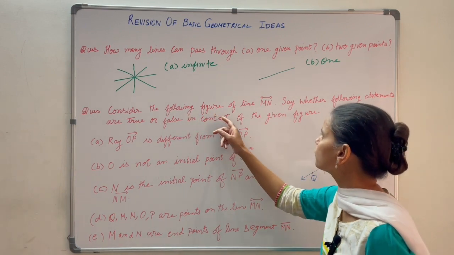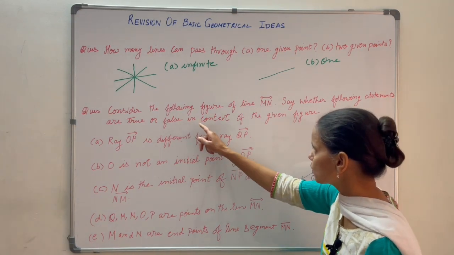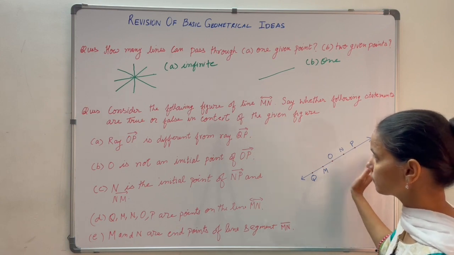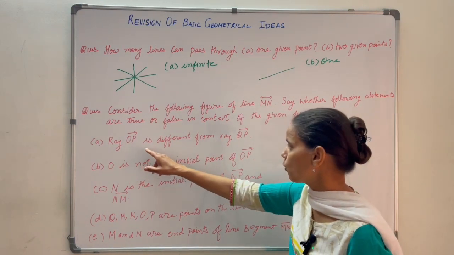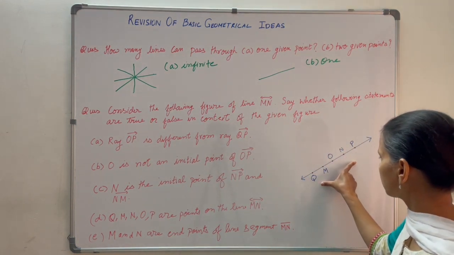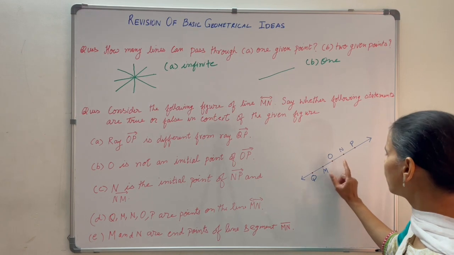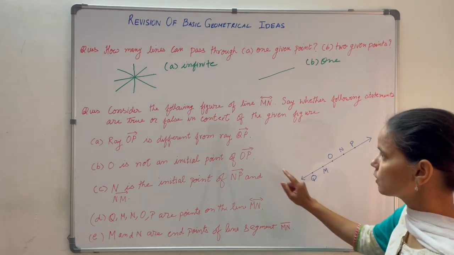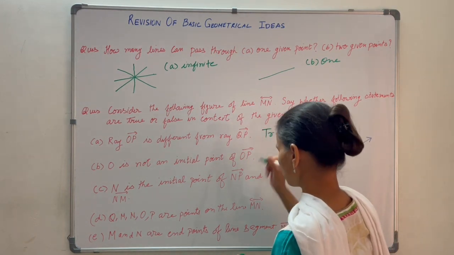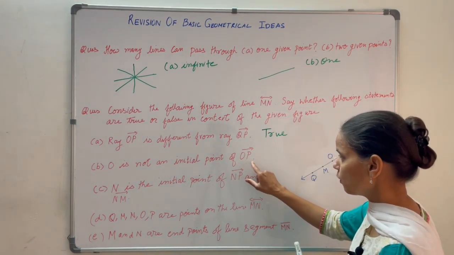Next question. Consider the following figure of line MN. Say whether the following statements are true or false in the context of the given figure. Using this figure, you have to answer these questions. Ray OP is different from ray QP. Ray OP is here and ray QP is here. You can clearly see the source point is different. For OP, the source is O. For QP, the source is Q. So they are different rays? Yes, they are different rays. So the answer is true. Next: O is not an initial point of OP. Is false.